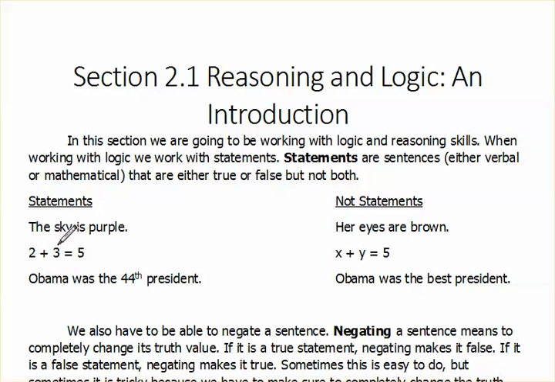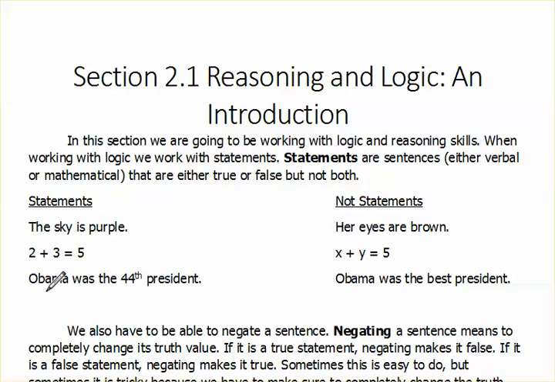For mathematically written statements, 2 plus 3 equals 5, that's a statement. That happens to be a true statement. X plus Y equals 5, though, is not a statement because there are too many cases here of things that X and Y can be. There are too many variables. So there's just no way that we have any way of knowing what X is or what Y is. So that could be either true or false. We don't have any idea. There's no way of showing because we don't know what X is and we don't know what Y is.